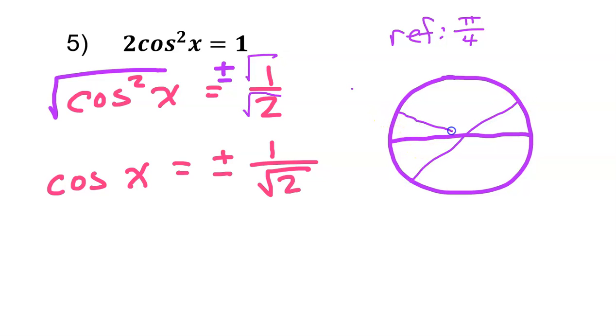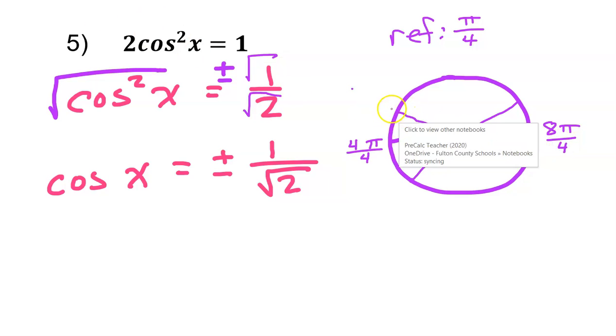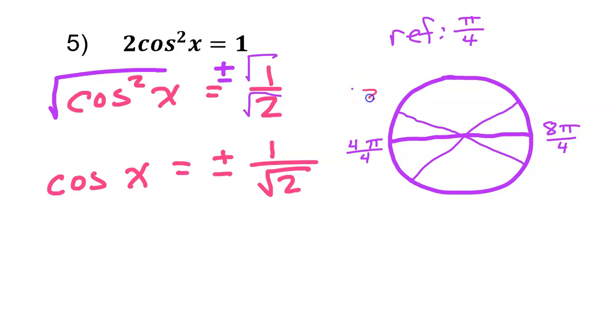There are 4 angles that have that reference angle. There's 1 in each quadrant. Since we can think of pi as 4 pi over 4, and we can think of 2 pi as 8 pi over 4, that makes this angle 3 pi over 4, and this angle is 5 pi over 4, and this angle is 7 pi over 4. And of course, in the first quadrant, it's simply the reference angle, which is pi over 4.